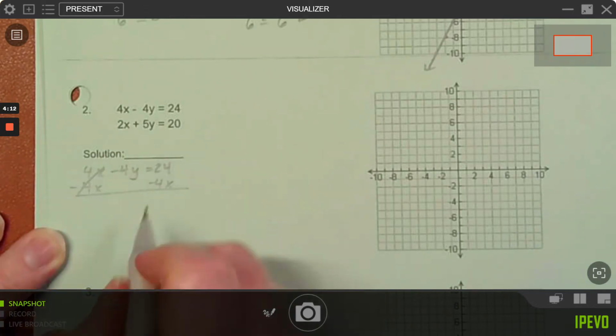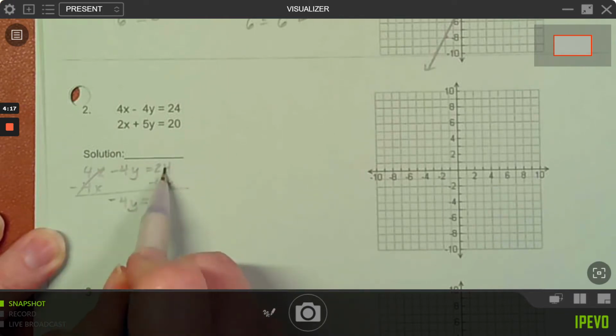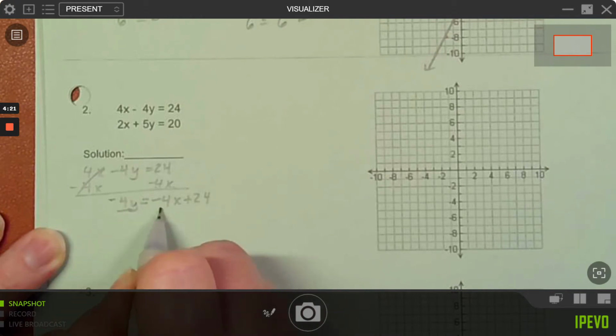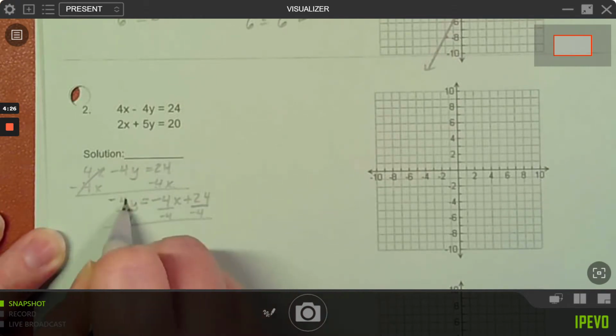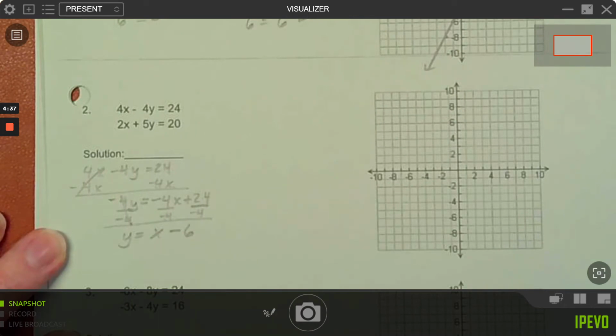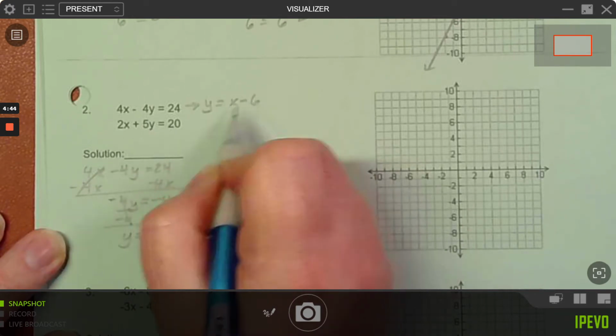Subtract 4x from each side, so negative 4y equals negative 4x plus 24. Divide each term by negative 4. Negative 4 divided by negative 4 is positive 1, so we get 1y equals negative 4 divided by negative 4 is positive 1, so x. Positive 24 divided by negative 4 is minus 6. So this equation can be rewritten as y equals x minus 6.